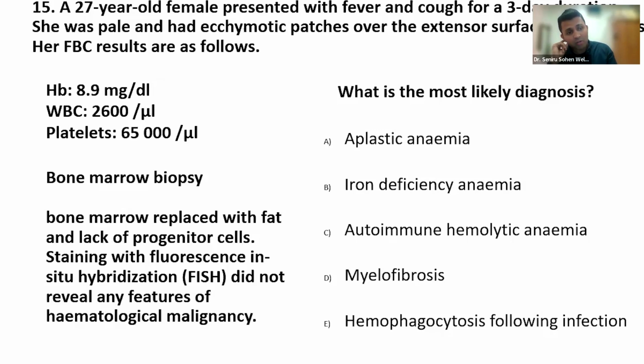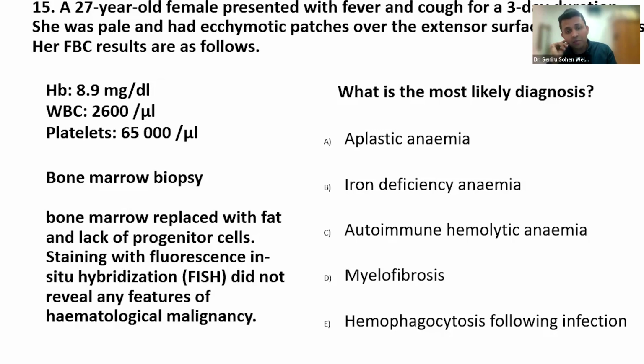Bone marrow biopsy shows bone marrow replaced with fat and lack of progenitor cells. So this is classically what we described earlier, and staining with FISH did not reveal any features of hematological malignancy. Going from bottom to top, hemophagocytosis following infection is possible, but you would see some evidence of hemophagocytosis in the bone marrow. This is what is known as HLH, which could be either primary or secondary to infection.